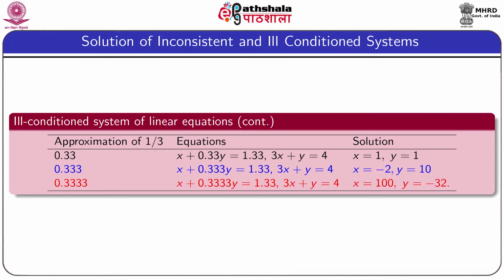That means if we compare the first row and third row of this table, then we see that the coefficient in the third system of equations is increased by 0.0033, but the solution is 100 times more than the solution obtained in the first system of equations of this table. Similarly, the solution obtained for the third system of equations is y equal to -32, whereas y equals 1 for the first system of equations.